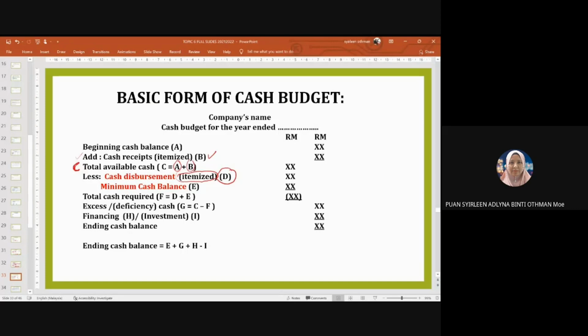Then we look back at the question, which must have a minimum cash balance, the requirement given by the company. Let's say the requirement is 10,000, so you need to fill in the minimum cash balance of 10,000 here. We tag that minimum cash balance as E. Why? Because for total cash required, item F, we obtain F by taking D and adding E. So you get the total cash required.